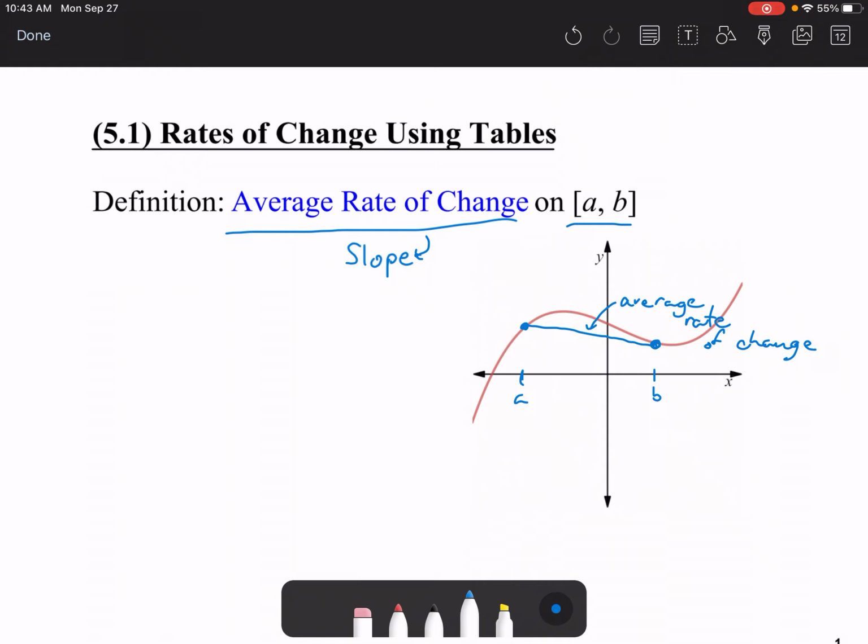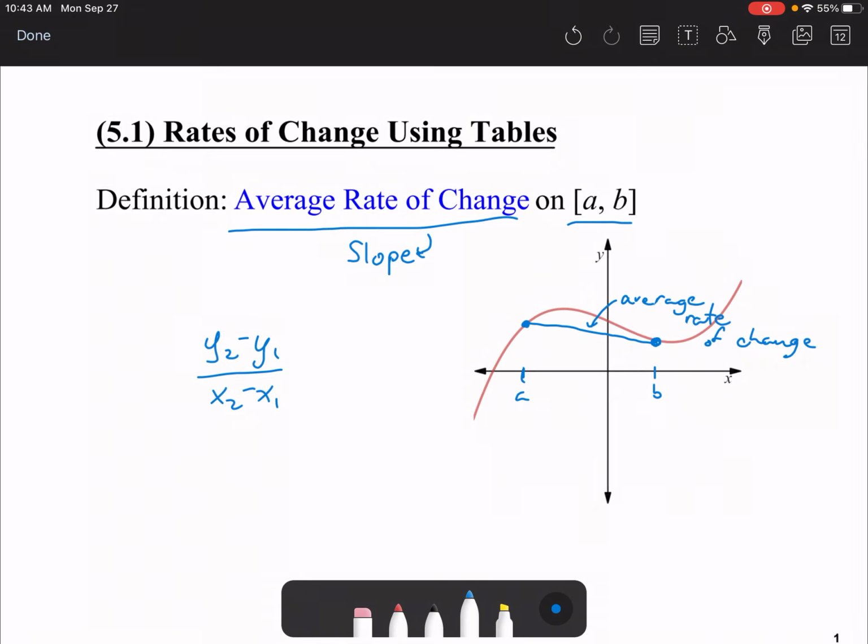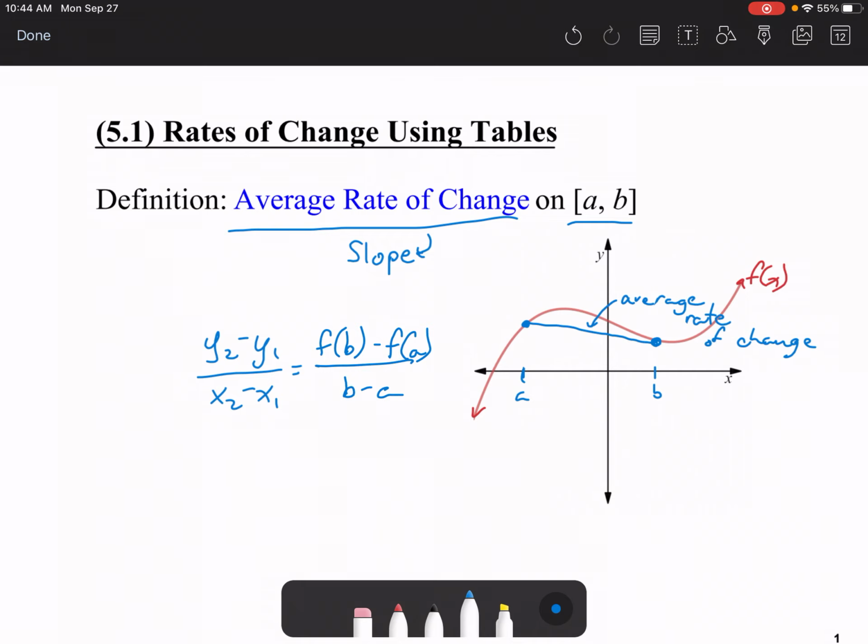To calculate that slope, you can use what you saw in grade 9, y2 minus y1 over x2 minus x1. Or, if we're using function notation, if this is the function f of x, you can rewrite it as f at b minus f at a all over b minus a.